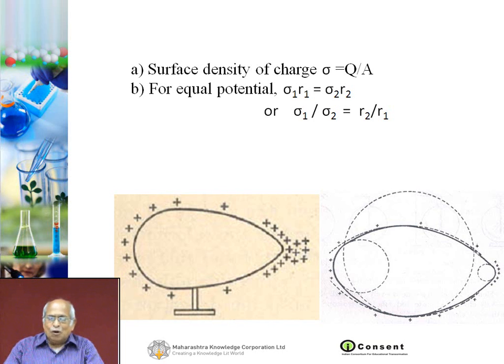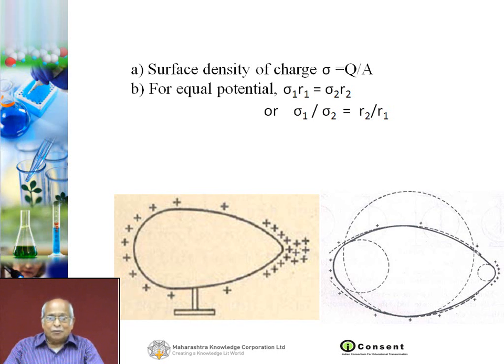Therefore, for the lower part of the pear shaped conductor, the radius is large. Radius large means surface density is small. So you see quite a small charge on the lower part. The left side surface is part of a sphere of moderate radius, so the surface density of charge is greater than on the lower side. And then at the right extreme, the radius of curvature is very, very small, so the surface density is large.